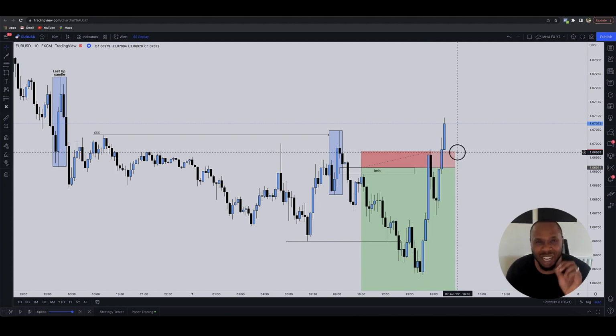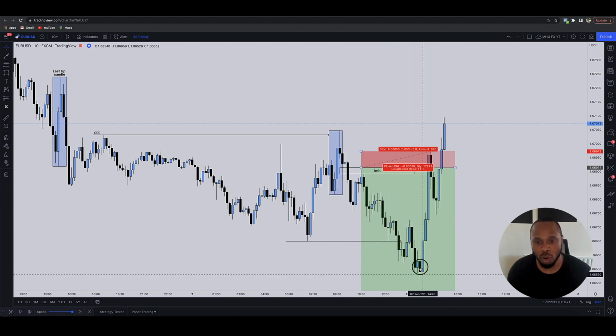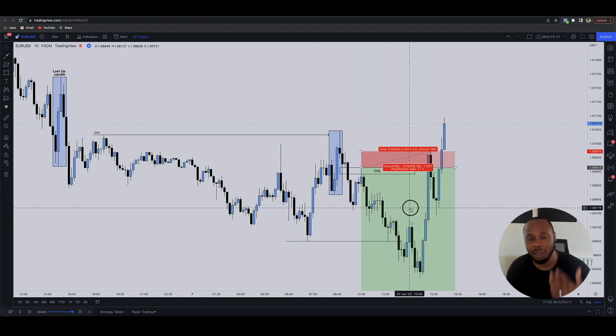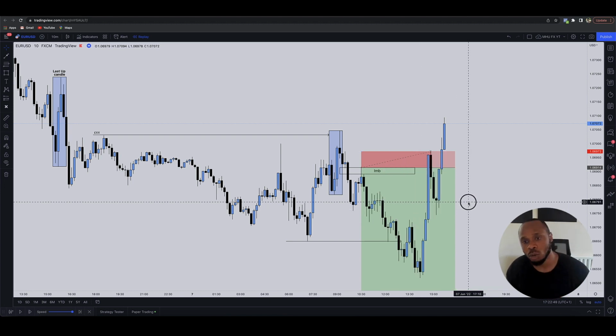That would be the only adjustment I would have made. The moment they broke back beneath, I would have moved my stop loss into deeper profit to secure more of the bag. But guys, it is what it is. Sometimes you're not going to be able to manage it exactly how you want it. But that was the play.